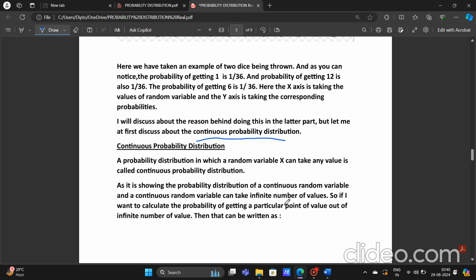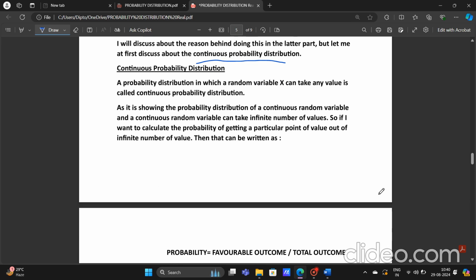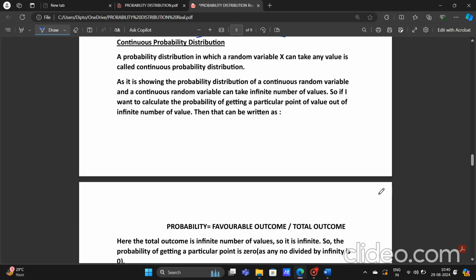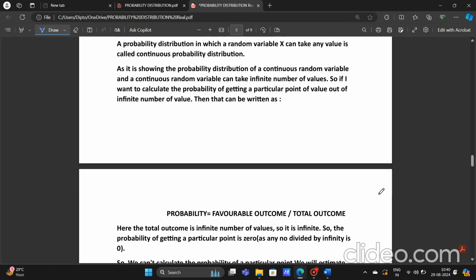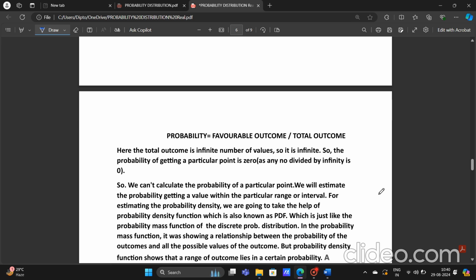So if I want to calculate the probability of getting a particular value out of infinite number of values, that can be written as probability equals favorable outcome by total outcome. Now here this is very interesting. In the previous case the total outcome was given to us. In case of a dice throw the total outcomes were 1, 2, 3, 4, 5 and 6. These were the 6 total outcomes.